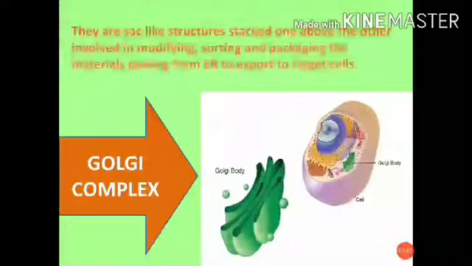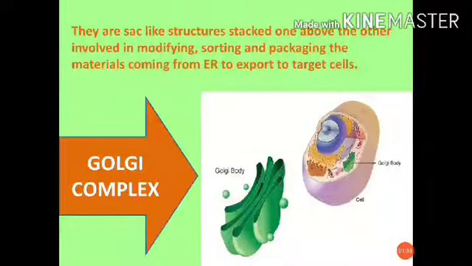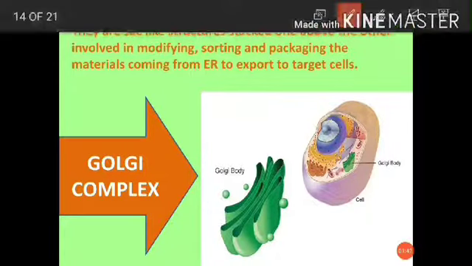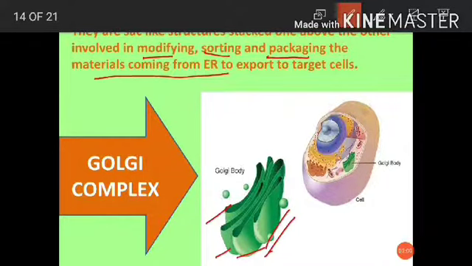Another organelle is Golgi Complex. Golgi Complex are sac-like structures, or you can say, disc-shaped structures. You can see here sac-like or disc-like structures stacked, placed one above another, and their main function is modifying, sorting and packaging the materials coming from endoplasmic reticulum to export to the target cells or destination.